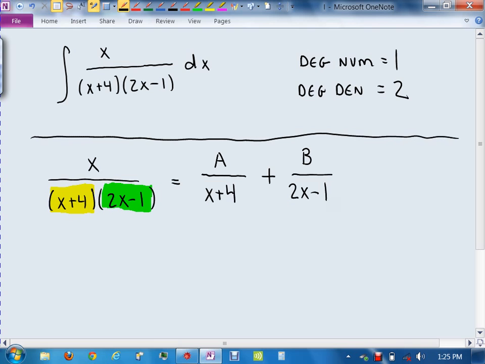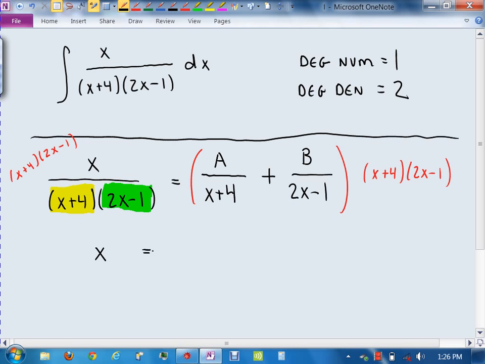And do you remember what we did at this juncture? We multiplied both sides by the LCD, which is the denominator on the left-hand side. So I'm going to multiply the left side by x plus 4 times 2x minus 1. And I'm going to do the same thing over here, x plus 4 times 2x minus 1. And I got to be careful here that I distribute that through. On the left side, you should always get your numerator, right? The denominator is going to cancel.